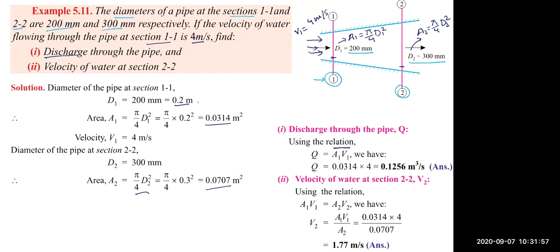So you can first calculate discharge Q equals A1 into V1. A1 is known to you, V1 is known to you, you will get the discharge value. As per the continuity equation, you all know that the discharge will remain the same throughout. So you can use this as A1 V1 equals A2 V2.